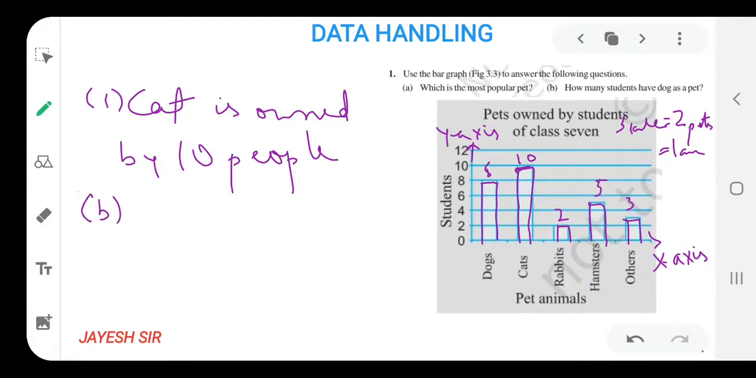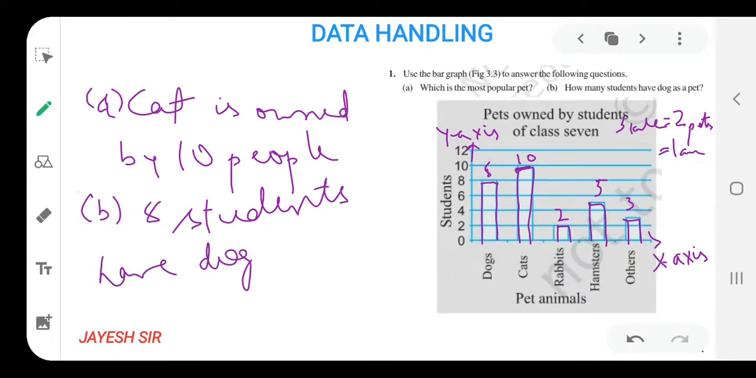So let us begin with the next, that is B. This was A. How many students have a dog as a pet? How many students have a dog? So 8 students have a dog as their pet. So this was the easier type of question. I hope you all might be getting it, and it was very easy to understand. So let us begin with the next sum for the day.